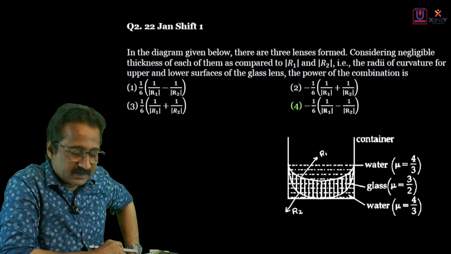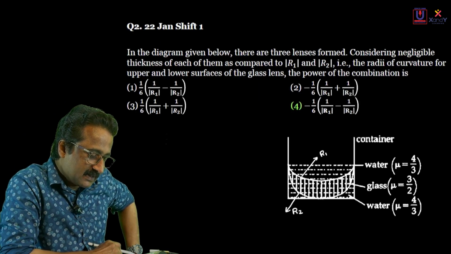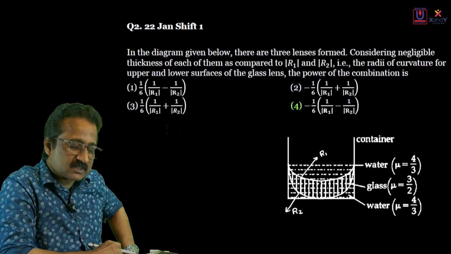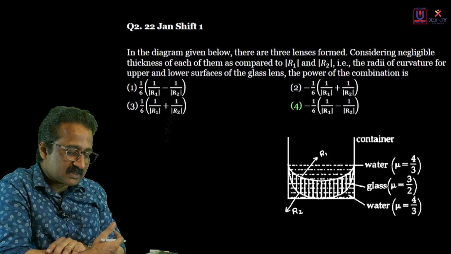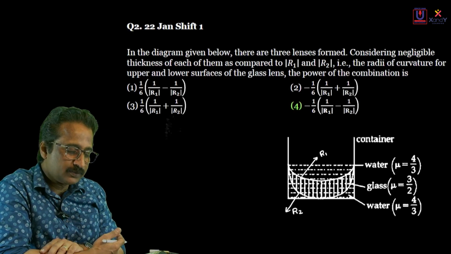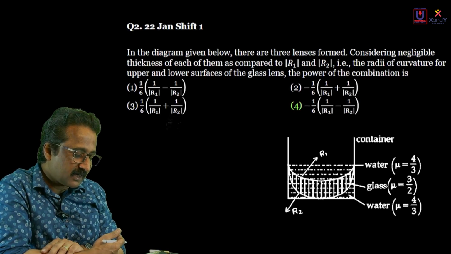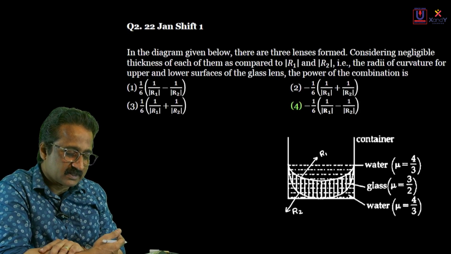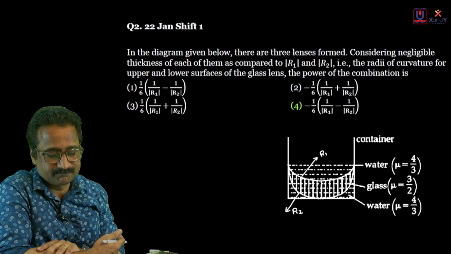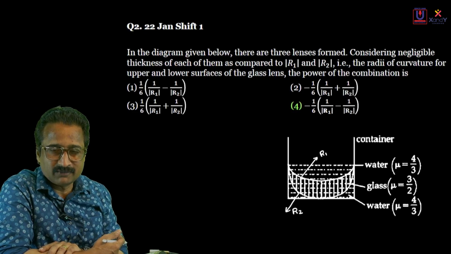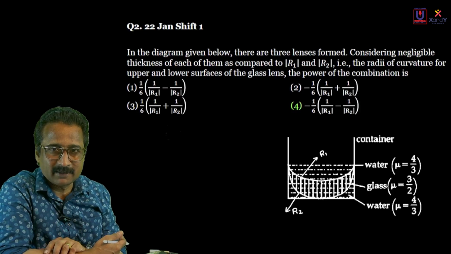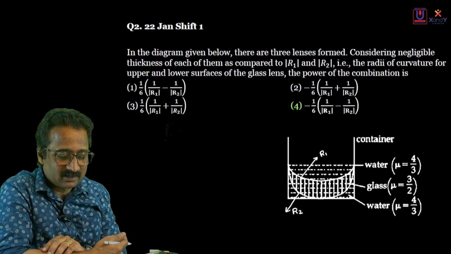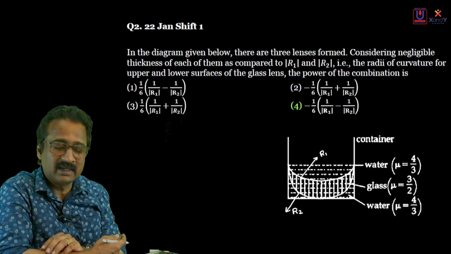Let me go to the next question. In the diagram given below, there are 3 lenses formed. Considering negligible thickness of each of them as compared to radius R1 and R2, the radius of curvature of upper and lower surfaces of the glass lens are given to be R1 and R2. Then what is the power of the combination? So here you can see, forget about the container, you can see actually a combination of 3 lenses here. One is a glass lens, and you'll see that there are other 2 liquid lenses also.